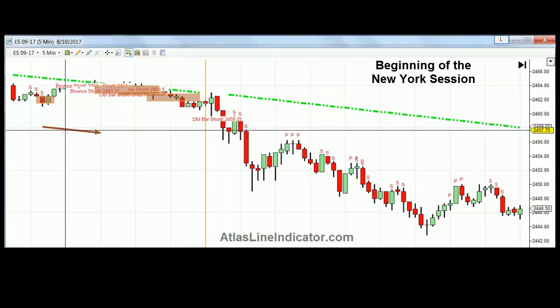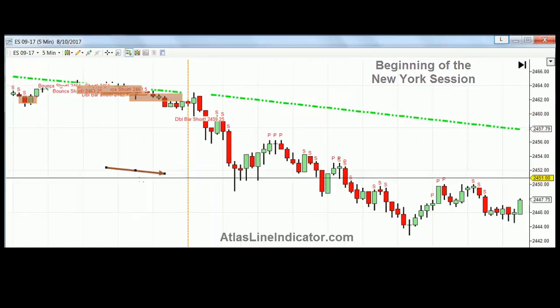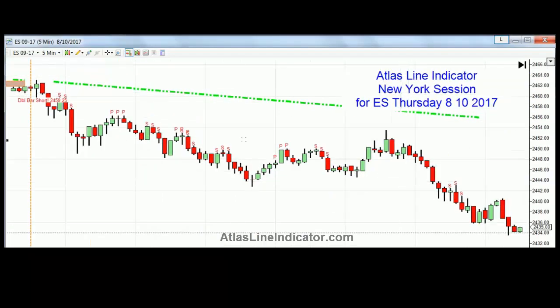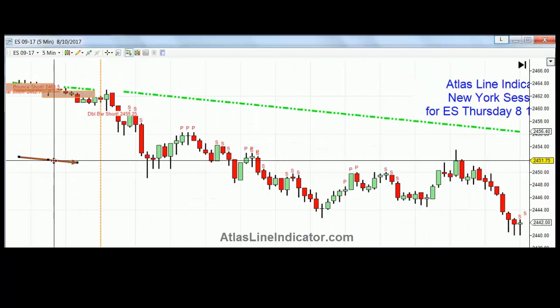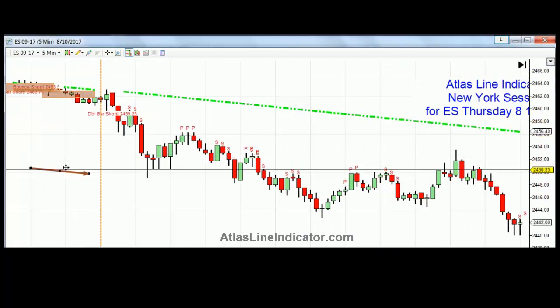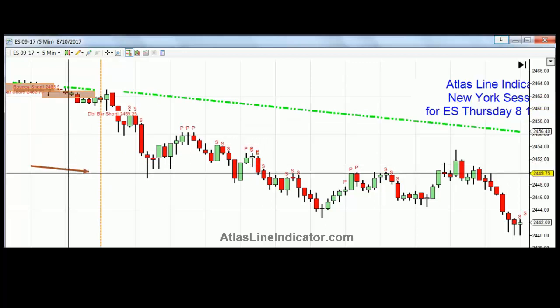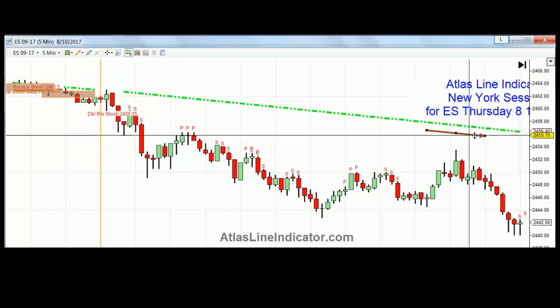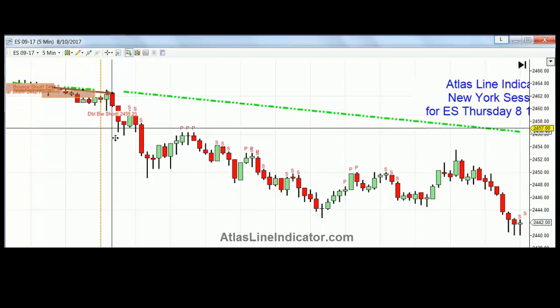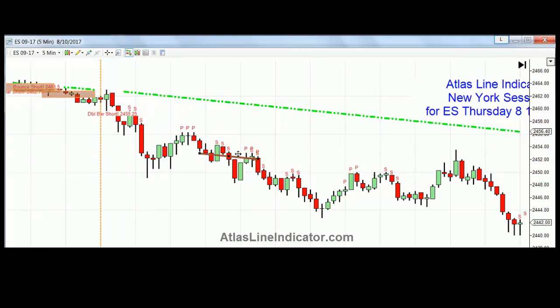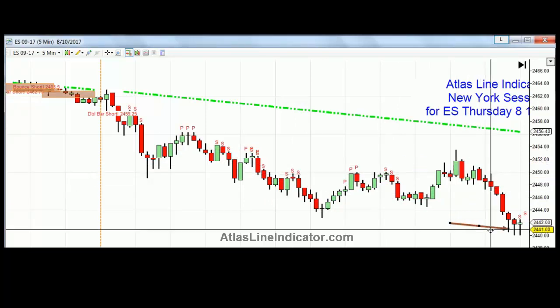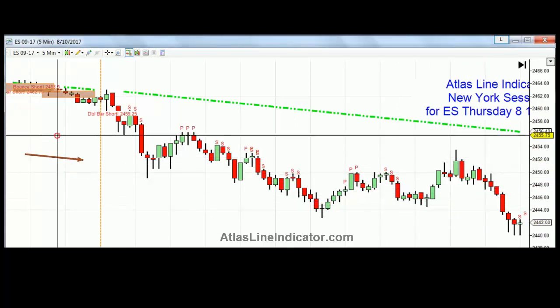And let me come over here to this bar right here, and we're getting into the New York session. And so Atlas line indicator for the New York session, gold line indicates the beginning of the session, right? 9:30, August the 10th. And once again, Atlas line hovering over price the entire day. So we're taking more trades to the downside. Very, very profitable day for Atlas line traders. You see that?